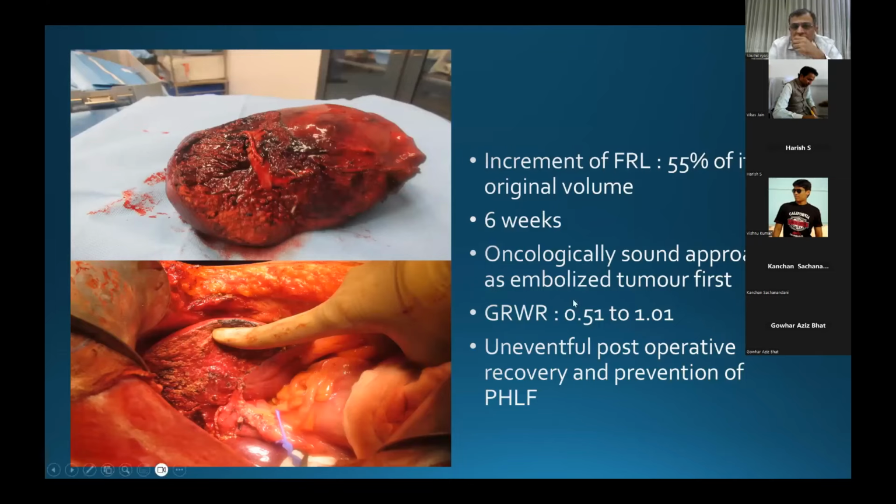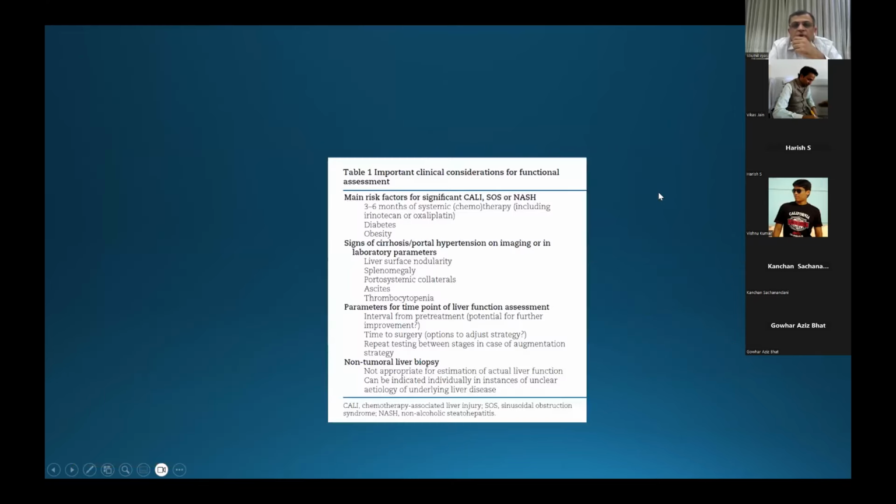As you see, the graft body weight ratio, which was originally 0.5, went up to 1.01, and there was an increment of his future remnant liver also.